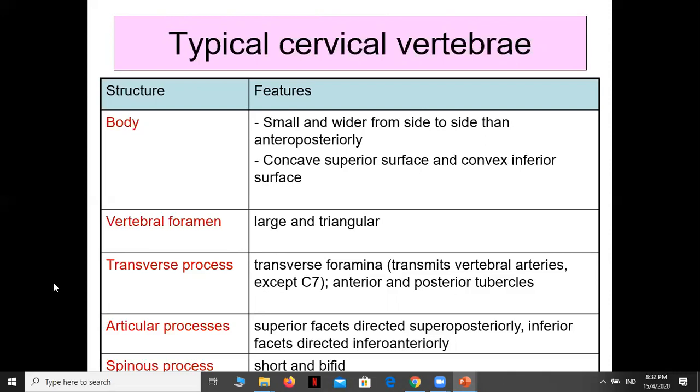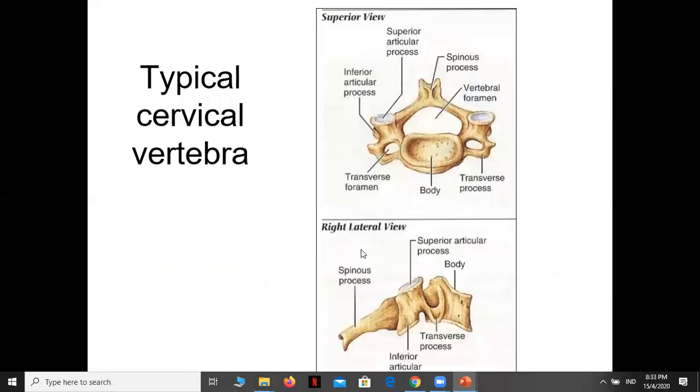And the other features of the typical cervical vertebra, for the articular process, the superior facet is directed supero-posteriorly. The inferior facet is directed infero-anteriorly. And the spinous process of the typical cervical vertebra is short and bifid. We see here, this is the spinous process of the typical cervical vertebra. It is short and bifid.